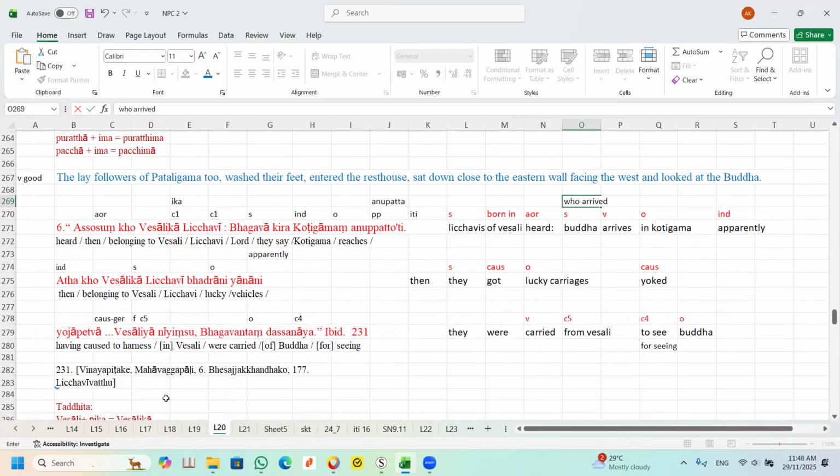This is the verb. Can you see? This is the verb, yoga petwa. So you can see yoga petwa. You got ape there. It's causative. Tua is a gerund. That means having caused to harness, or having caused to buy or tie up or something like that, because you know that tie up vehicle.